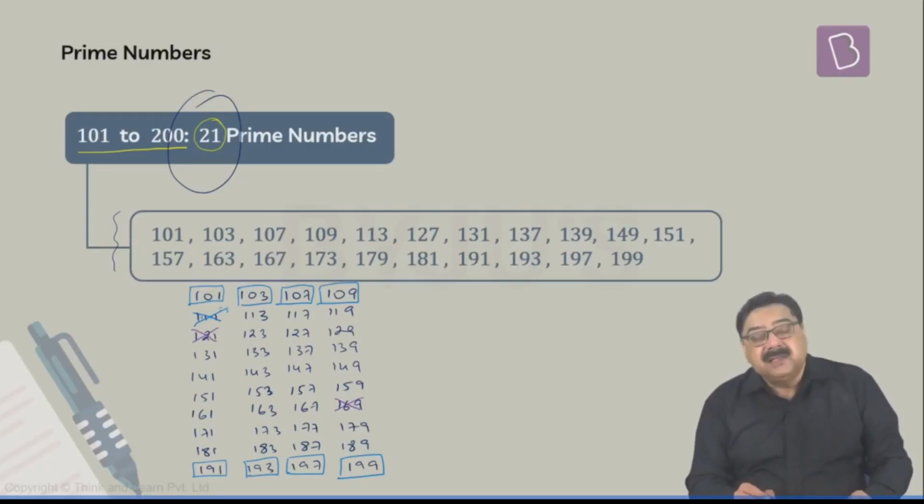So 111 plus 6 is 117. Now this is going to be divisible by 3, as 1 plus 1 plus 7 is 9. 9 is divisible by 3.